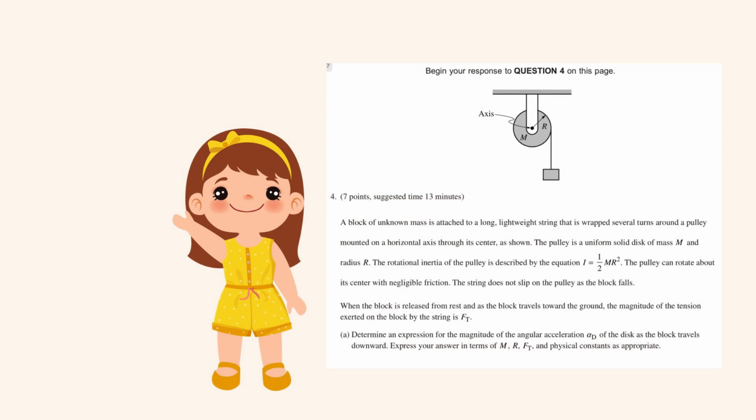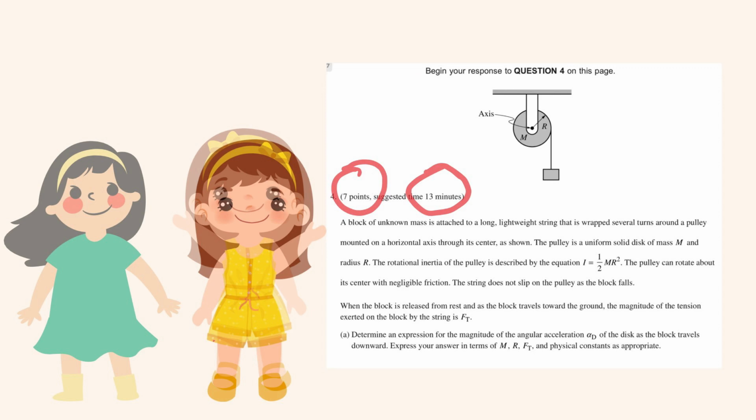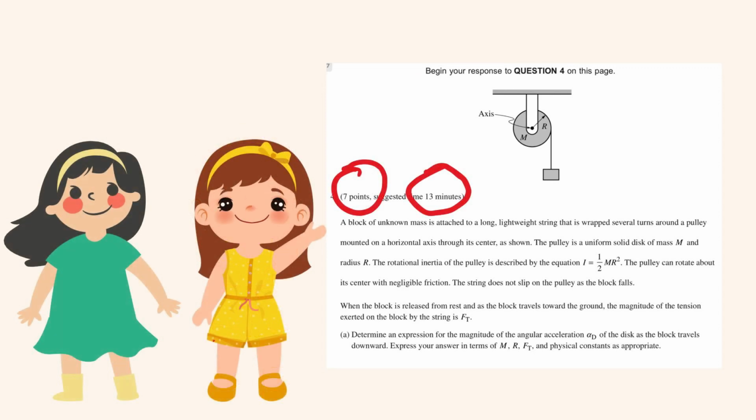Today we will attempt to solve question 4 of the 2023 AP Physics 1 FRQ. At a glance, this problem is worth 7 points with a suggested time of 13 minutes, so we will break this down into 2 parts with 2 different solutions, part A and part B. Then at the end, we'll provide a rubric to explain how you can score high on this problem.